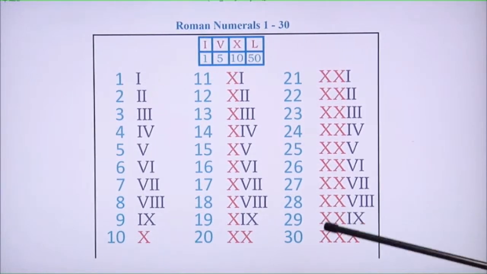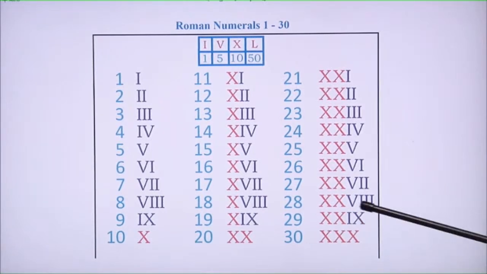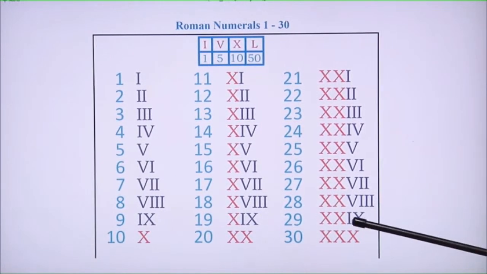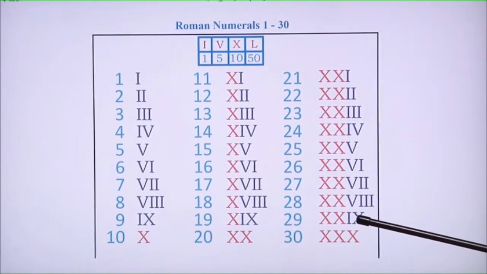And then 29, XXIX. You know why we have the IX? Because we can't write the I over here 4 times. The maximum we can write is 3. So when we get here, it has to change. So 20 plus 9 will give us 29.